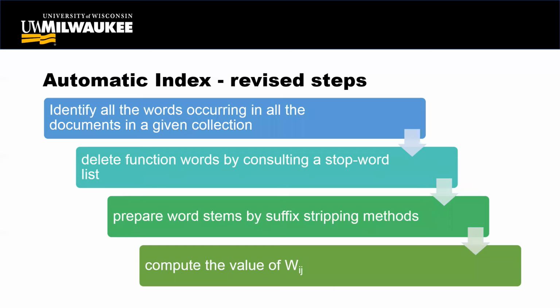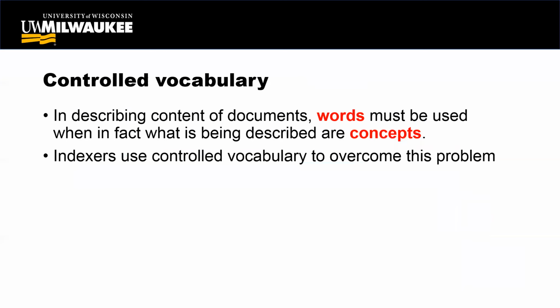And so now the revised steps are, again, identify all the terms and delete the stop words, and then look at word stems. We talk about truncation, for example, dog, dogs, they're the same, right? So you want to make sure people looking for dog and dogs get the same results. And compute the value of term weighting, so that we can make the searching more meaningful.